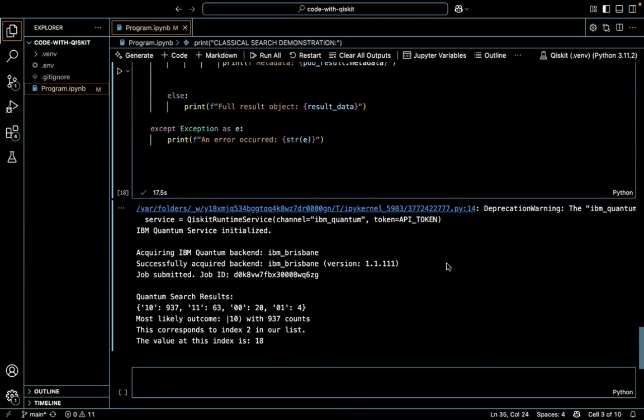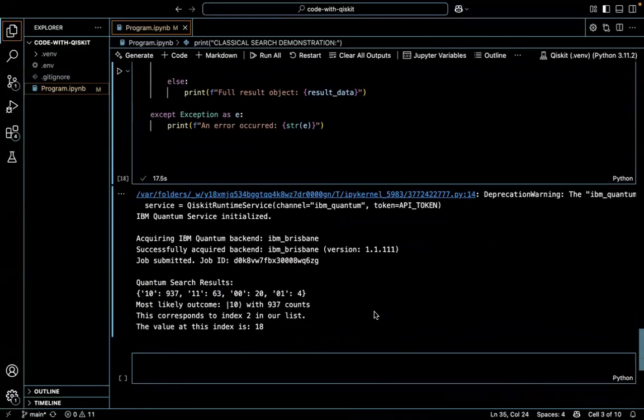This distribution also shows other results. Like for state 11, the count is 63. For 00, it is 20, and for 01, it is 4. These represent the remaining quantum probabilities distributed across non-target states.